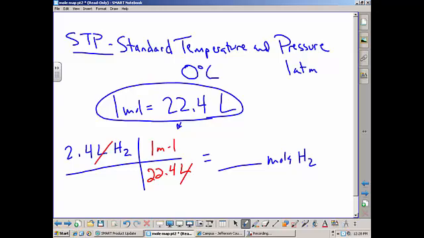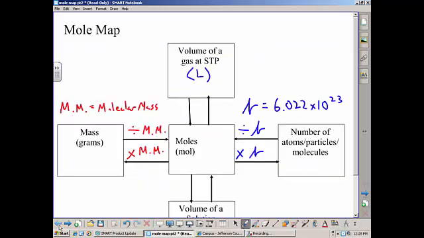Liters and liters cancel out. Okay, and we get some number. The number, again, is irrelevant. It's the operation that we did. Going from volume of a gas to moles, we did what? Divided, exactly. So we go back to our mole map. Okay, so going from volume of a gas down to moles, we divided by 22.4.